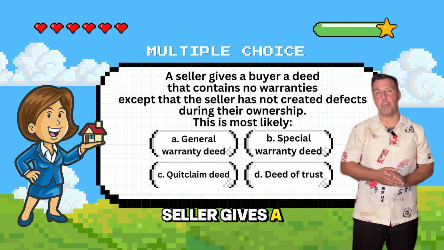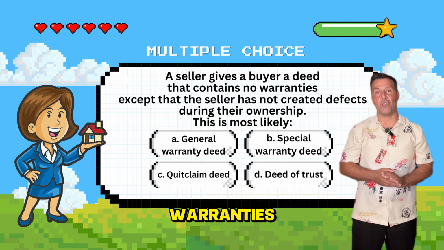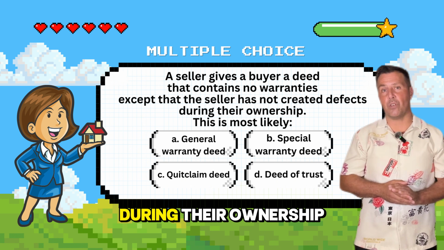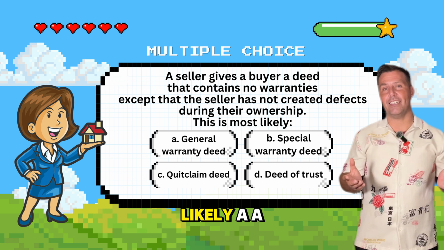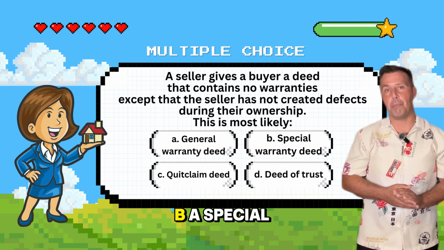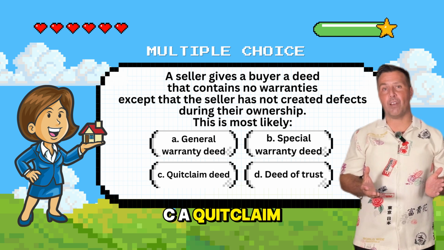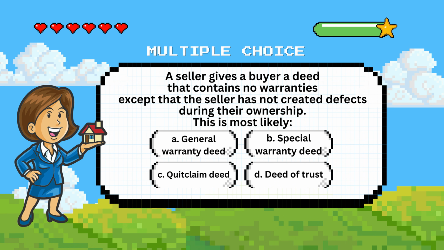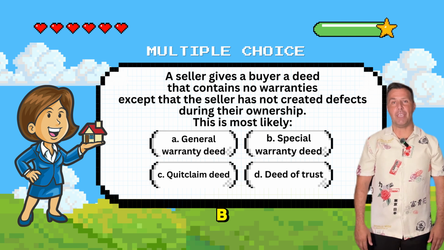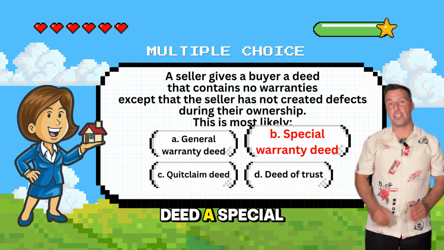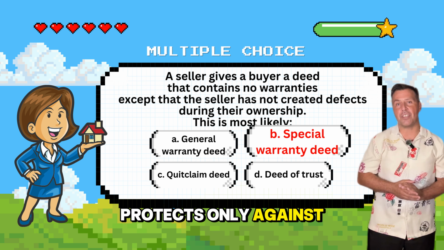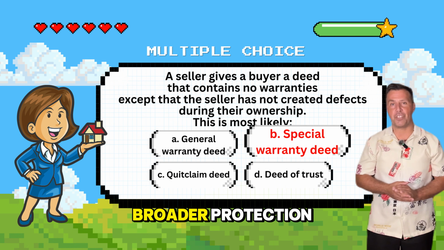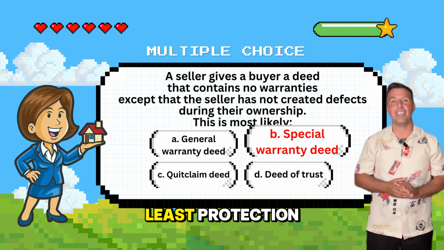Question 50. A seller gives a buyer a deed that contains no warranties, except that the seller has not created any defects during their ownership. Now that is most likely A, a general warranty deed, B, a special warranty deed, C, a quitclaim deed, or D, a deed of trust? The answer is B, a special warranty deed. A special warranty deed protects only against defects created during the grantor's ownership. A general warranty deed gives broader protection, and a quitclaim deed gives the least protection.